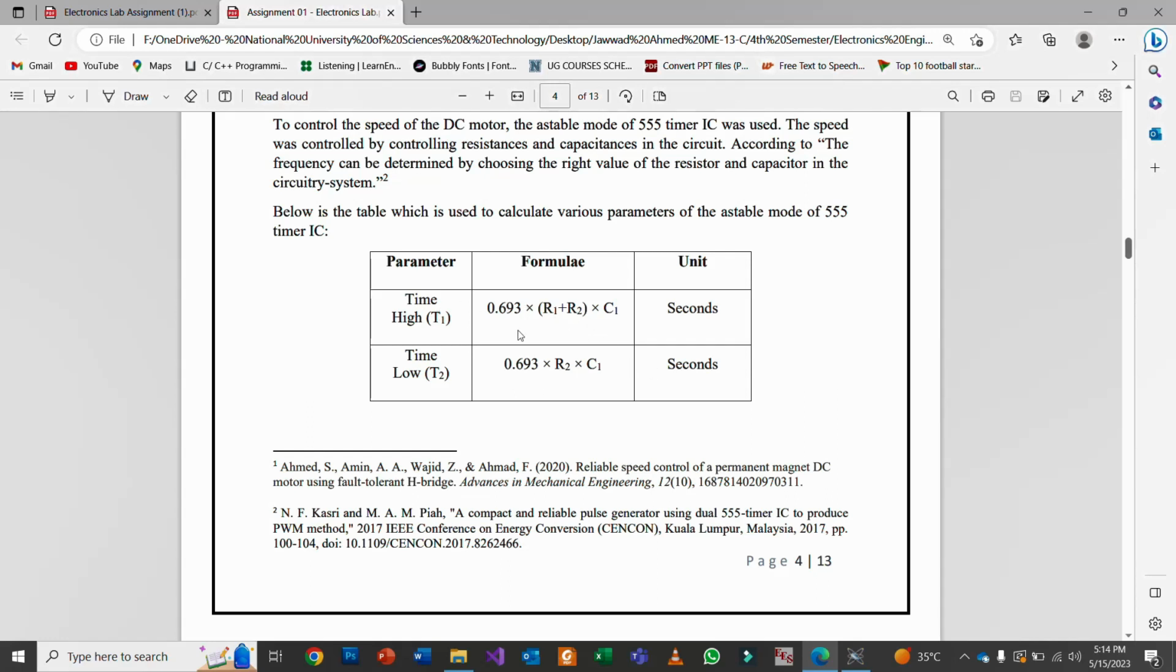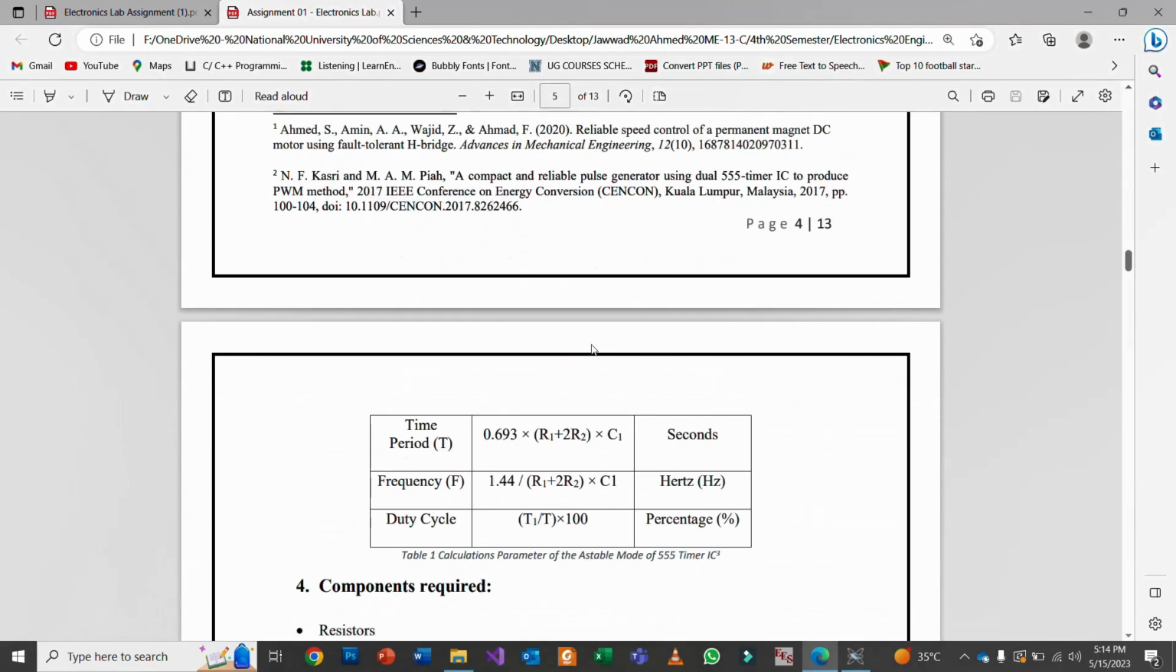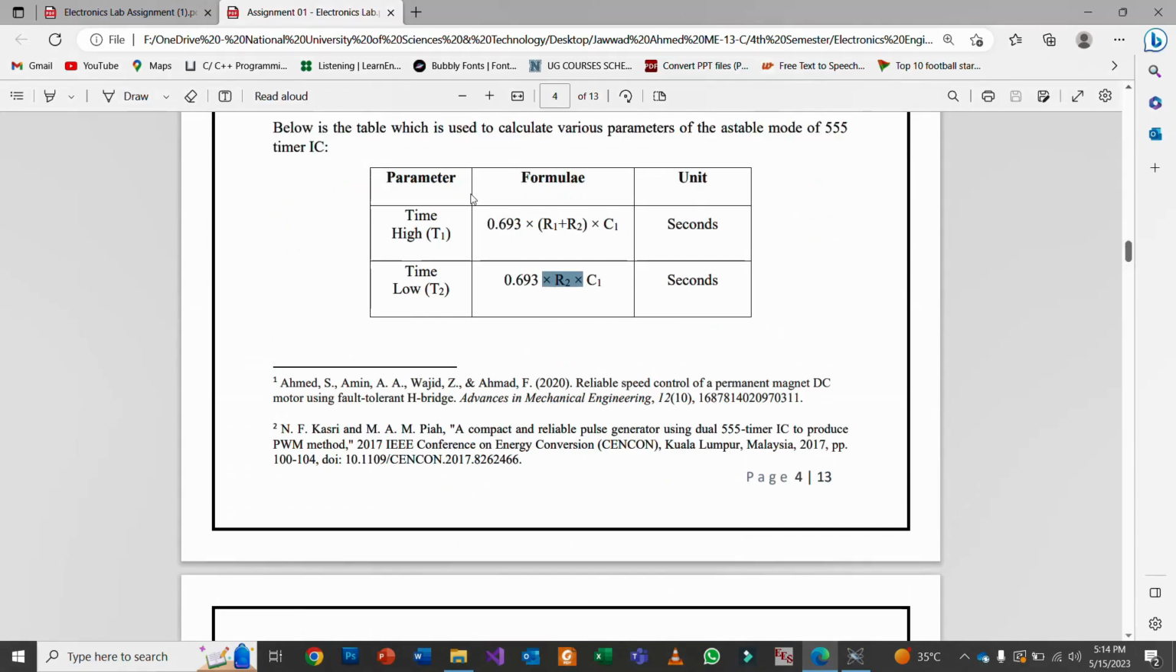For the high time we have this formula, and for the low time we have this formula. If we increase R1, we will have more high time, and if we decrease R2 we will have less low time, so the duty cycle overall will be increased. We can also change the high time and low time using capacitors, but we kept those constant.